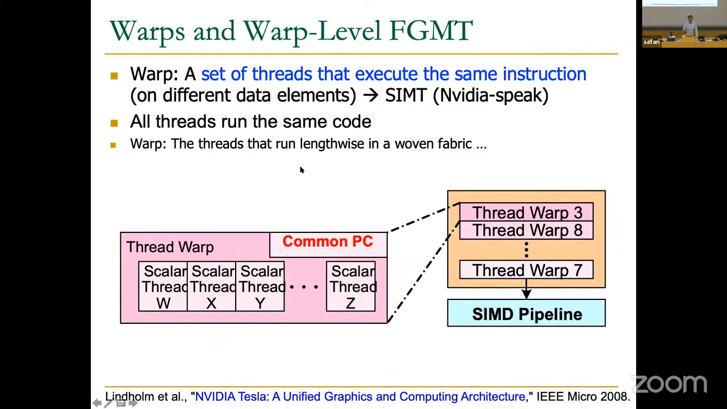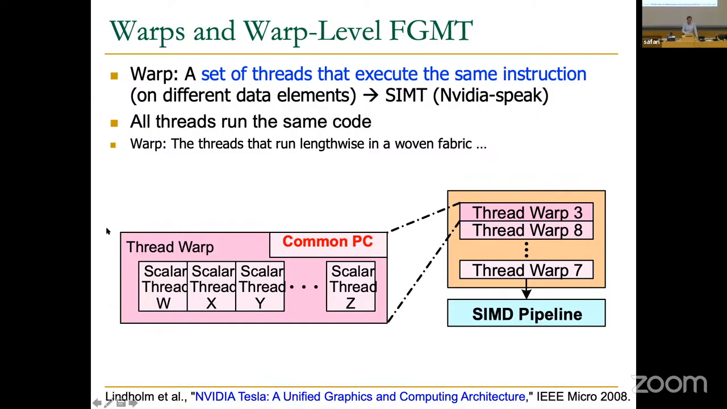So basically, to put things together, again, a warp is a set of threads that execute the same instruction on different data elements. This is the SIMD, single instruction multiple thread model. All threads essentially run the same code. Why is it called a warp? Because in English, warp means the threads that run lengthwise in a woven fabric, when you're doing manufacturing of a fabric, like weaving this shirt, for example. They decided that these are the threads, and each of them executes the same thing. Basically, when you're weaving, all of the threads are doing the same thing. That's the analogy. That's why they call it the warp.